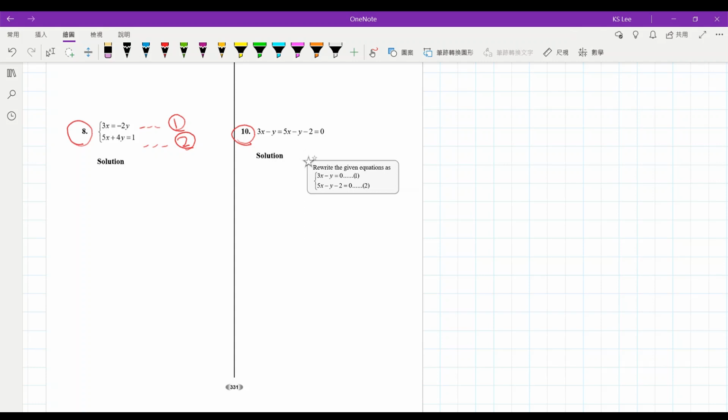For question number 8, we have the first equation 3x equals -2y. We have the second equation 5x plus 4y equals 1. So before the first substitutions, we need to make one of the variables to be my subject first. It's easier for us to start to look at equation 1. And then I suggest we can turn the y to be the subject because the coefficient of the y is -2 now, and we are going to simplify after we do our substitutions. So let's start our step.